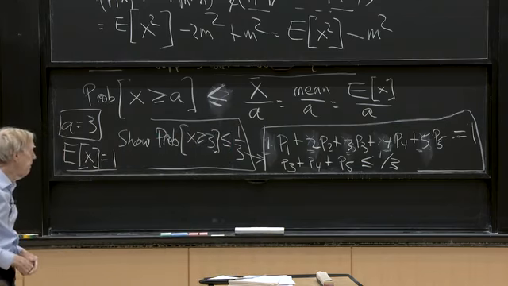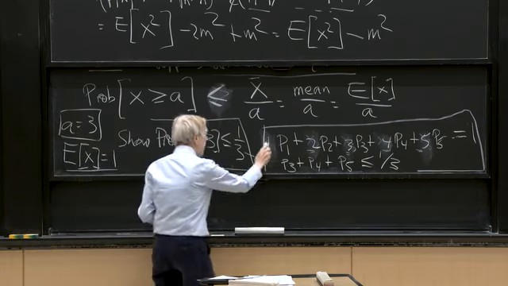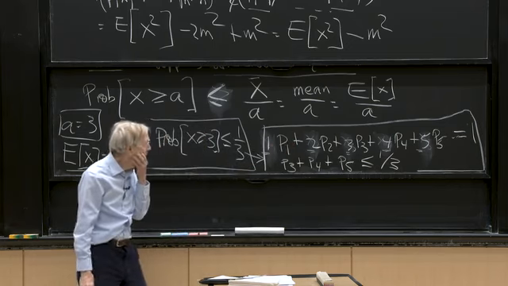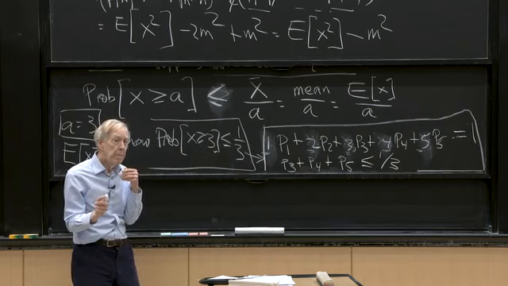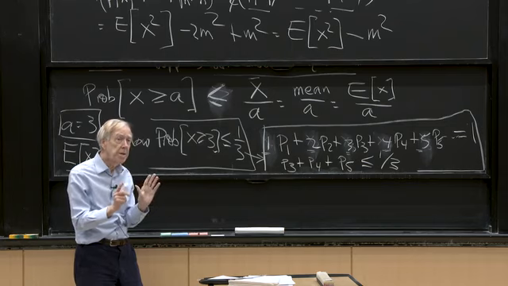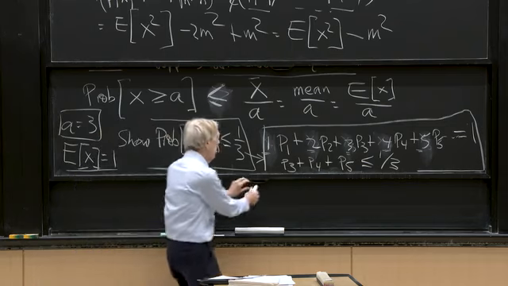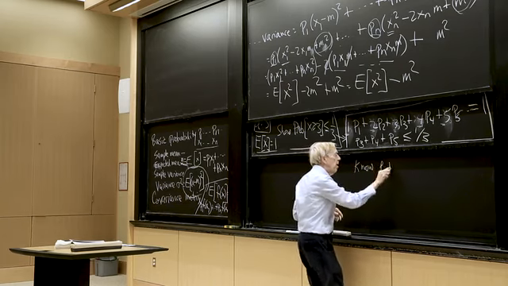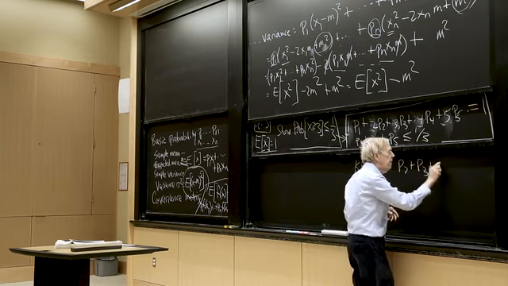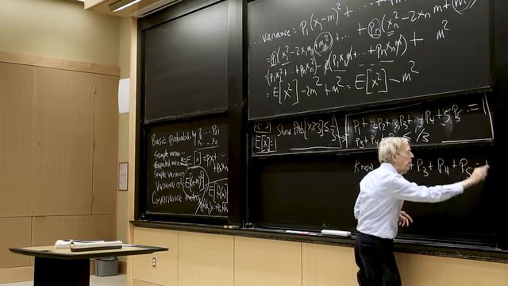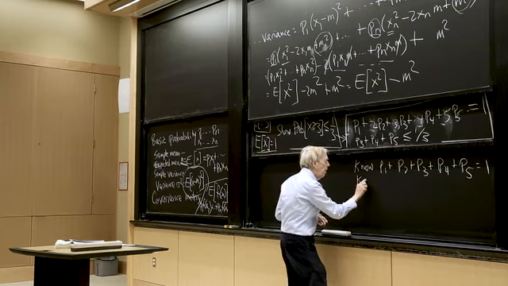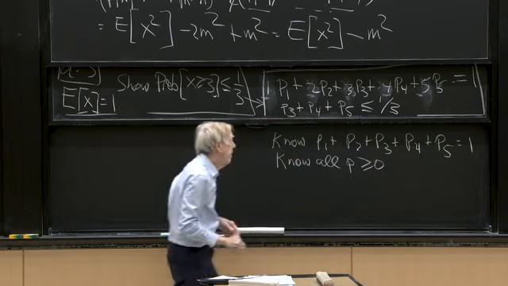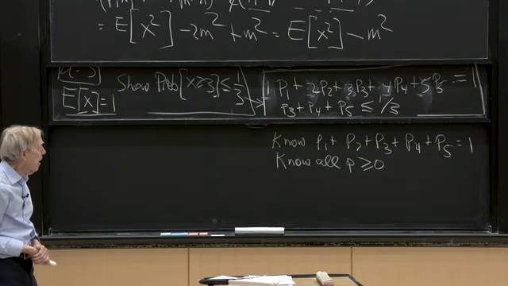Let me just step back a minute. So what do we know here? We know the first line, and we want to prove the second line. We know one more thing. We know the probabilities add to 1, and we know they're all greater or equal 0. So let me put those facts in here too. We know that P1 plus P2 plus P3 plus P4 plus P5 is 1. And we also know that all the P's are greater than or equal 0.